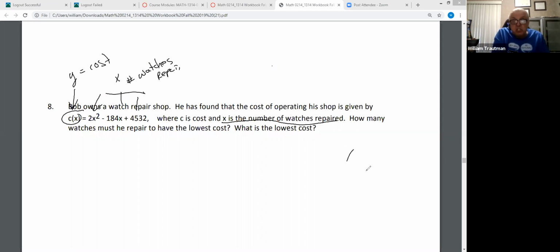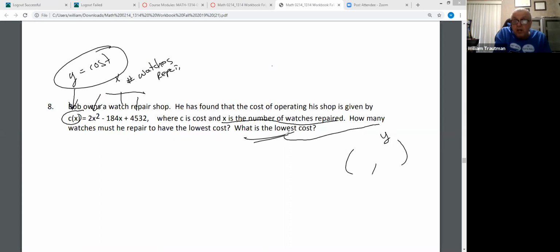Y is the cost, and the X's are the watches repaired. What is the lowest cost? Do you see when they say the cost, then you're trying to find the Y value. What is the lowest cost? We're trying to find the Y value of the vertex. Okay. If they say, how many watches must be repaired for the lowest cost, remember the X is the number of watches repaired.